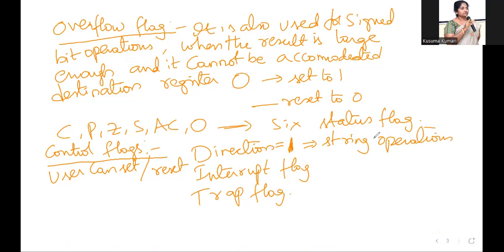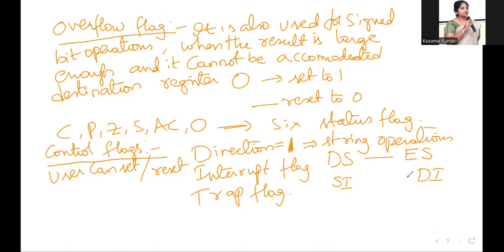Already I told you, for the string operations, we are using two segments, that is the data segment and the extra segment. For the data segment in the string operations, the offset address is available in the source index register. Similarly, for the extra segment, the offset address is available in the destination index register.